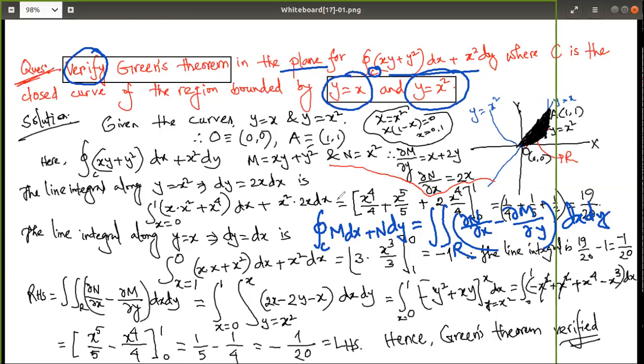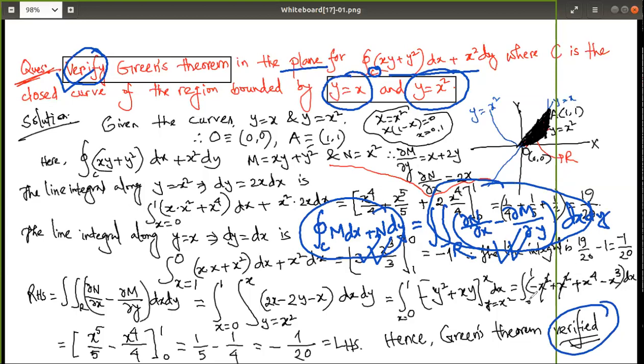For verification of Green's theorem, we need to find the left hand side and the right hand side individually. Then we show that the left hand side value and right hand side value are equal. Then we can say that this is verified, otherwise not. So let's go at first.